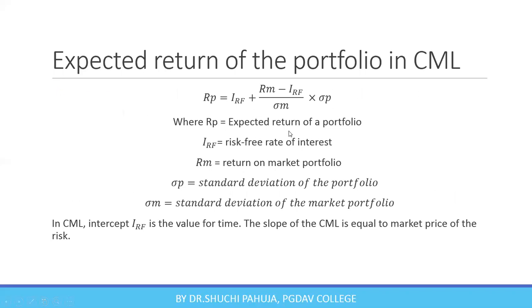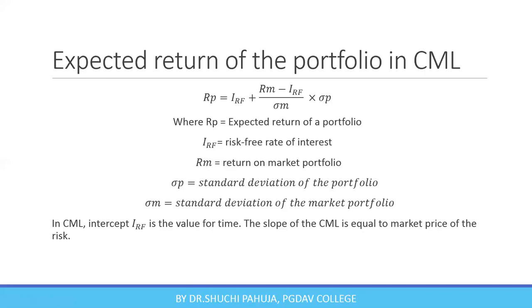Here RP is the expected return of the portfolio, IRF is the risk-free rate of interest, RM is the return on the market portfolio. This standard deviation of P is the standard deviation of the given portfolio, and the standard deviation of M, sigma M, is the standard deviation of the market portfolio, which includes only risky securities.